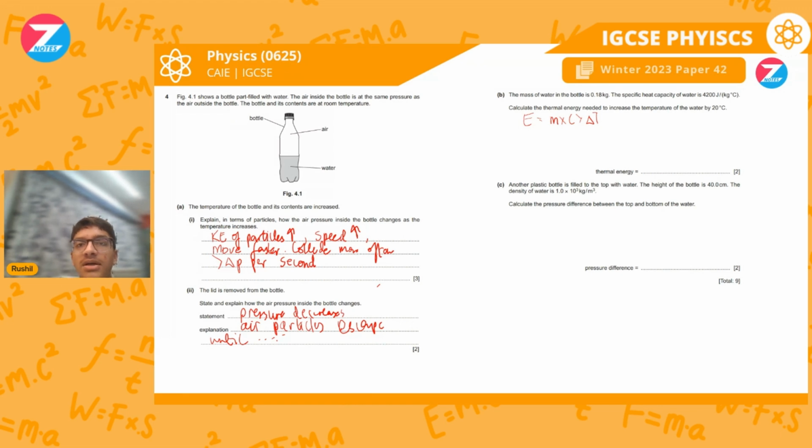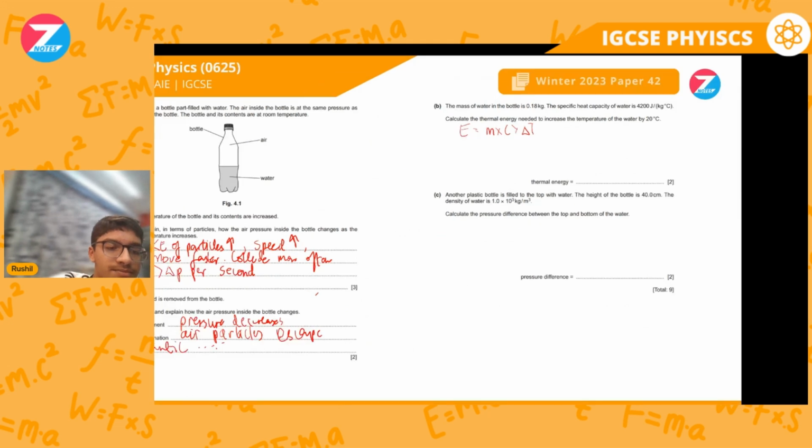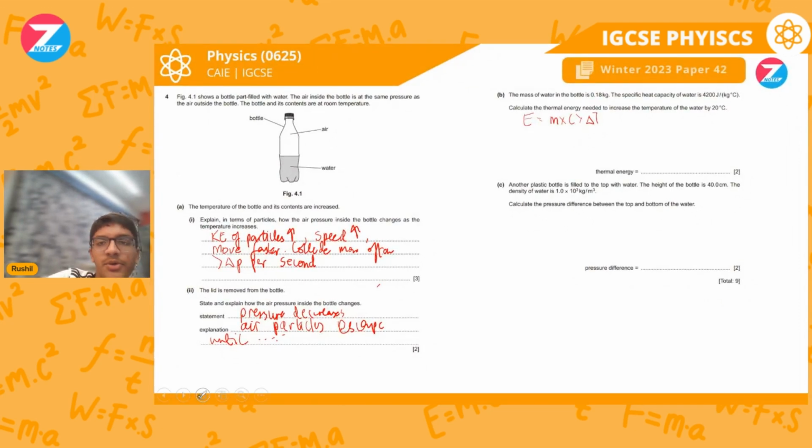So nothing complicated. We just have to plug in the values, which are 0.8 into 4200 into 20, which is about 15,000 or 15 kilojoules.